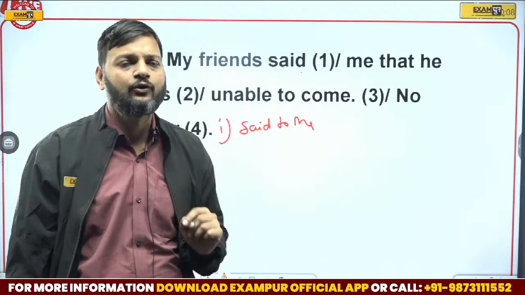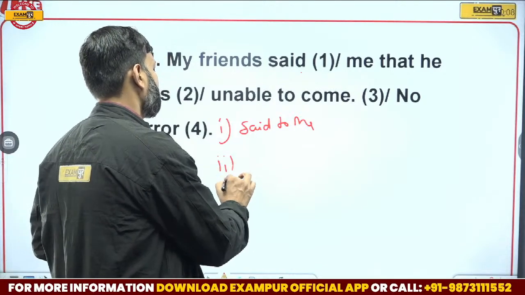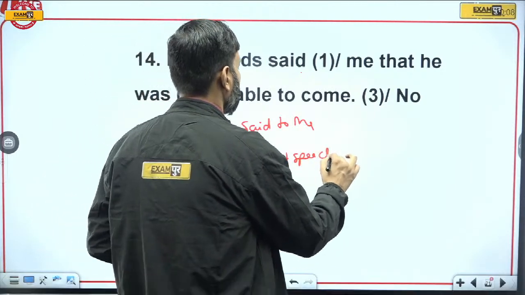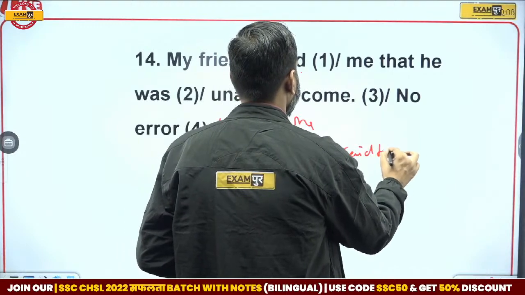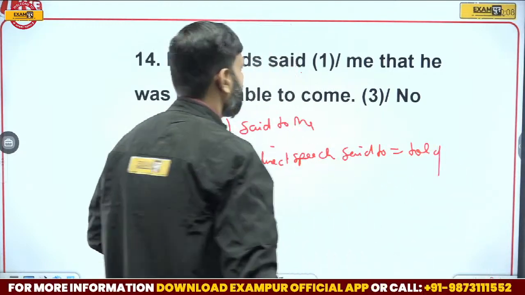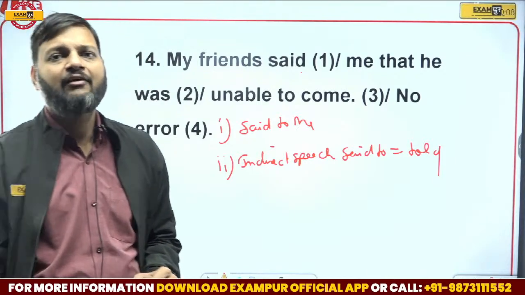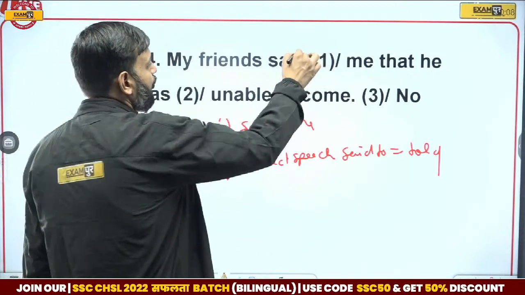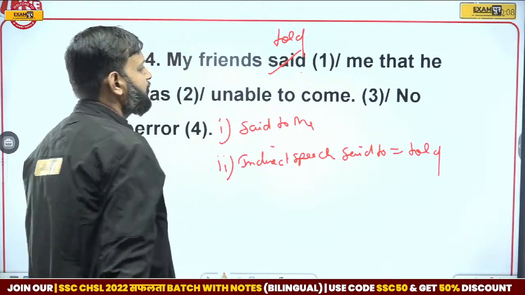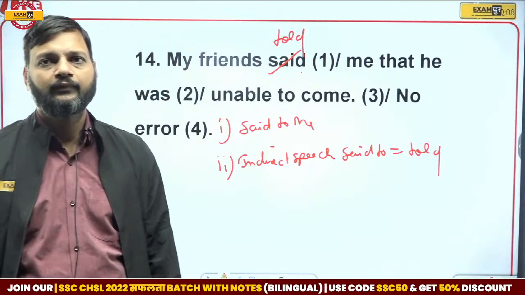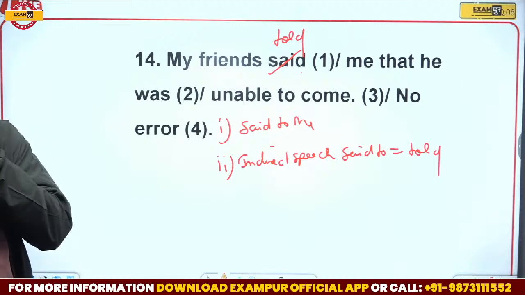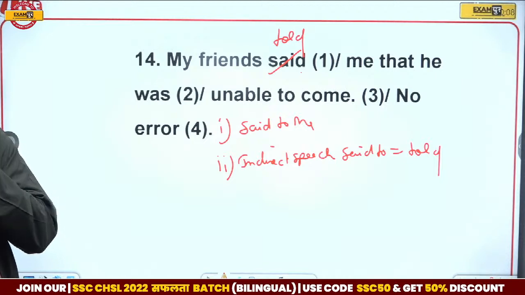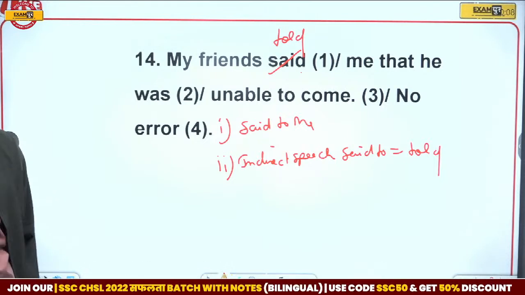But here comes the second rule, that in indirect speech, said to is replaced by told. Okay. So even if you have to after said, you need to replace it by told. So here said will be replaced by told. My friends told me that he was unable to come. Okay. Clear?